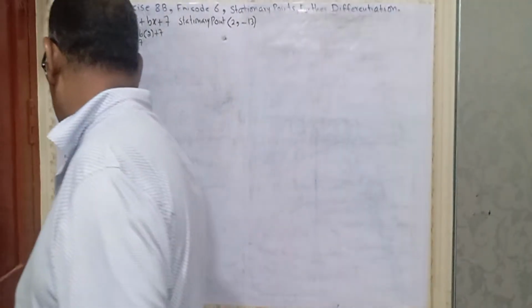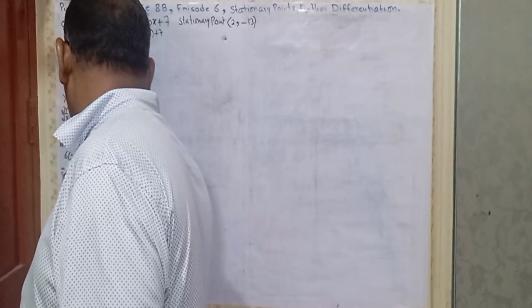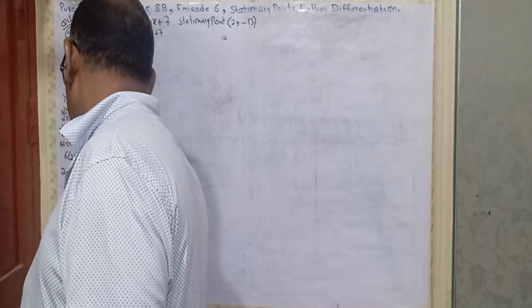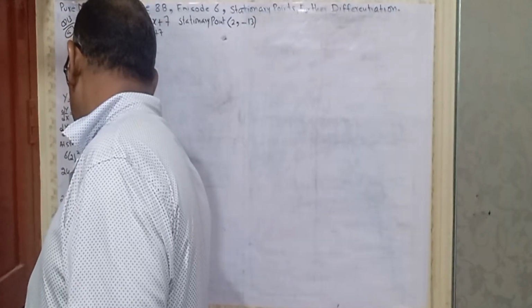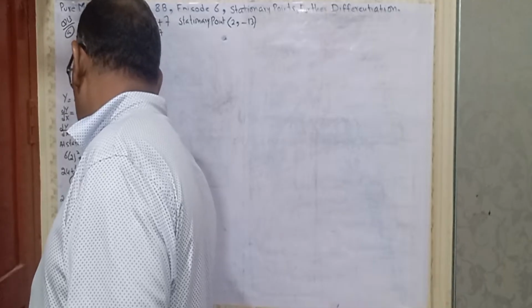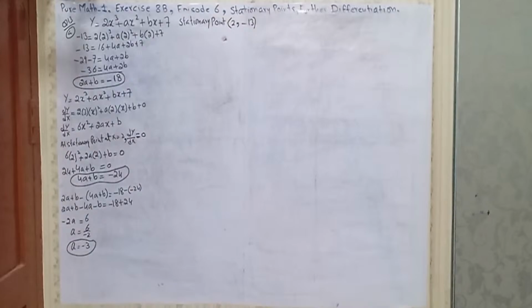So you will have minus 2a equals 6, so a will be equal to 6 divided by minus 2. So a will be equal to minus 3. So the value of a is minus 3, which is the right answer, sir.